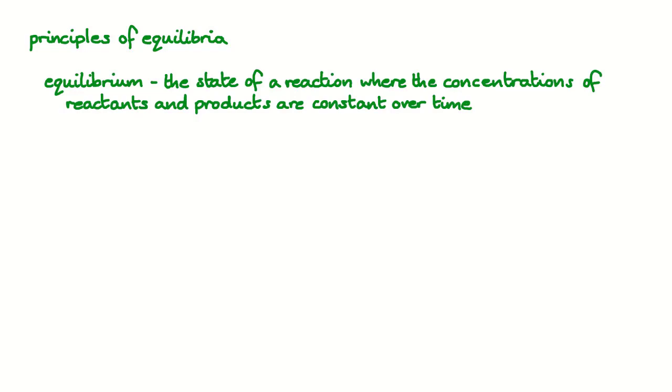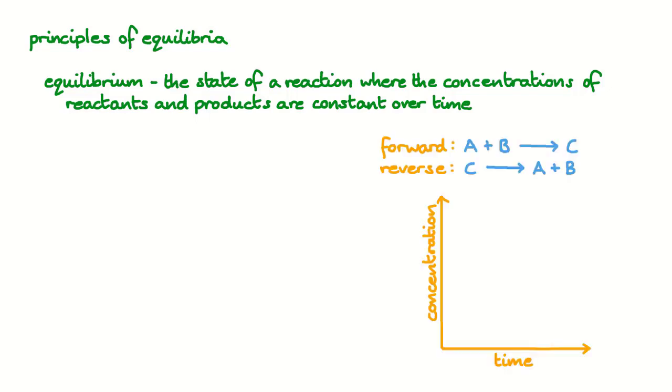Before we look at Le Chatelier's principle, let's review a few principles of equilibria. An equilibrium is the state of a reaction where the concentrations of reactants and products are constant over time. Let's imagine that we have a forward and a reverse reaction. A reacts with B to produce C, and C decays into A and B.